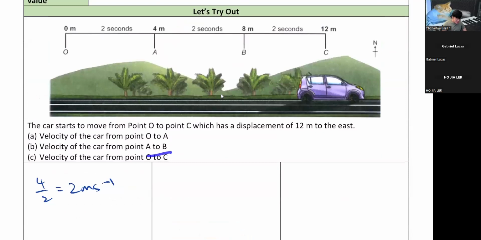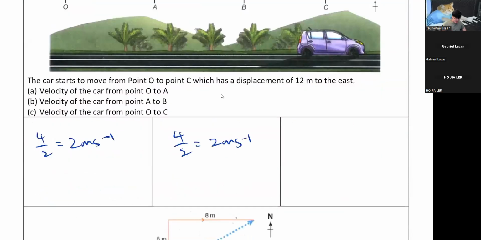Next, A to B. This is 4 meters also in 2 seconds. So also 4 divided by 2. Well, this is a stupid question. So C, from O to C, from 0 to 12 in 6 seconds. So 12 divided by 6, which is 2.